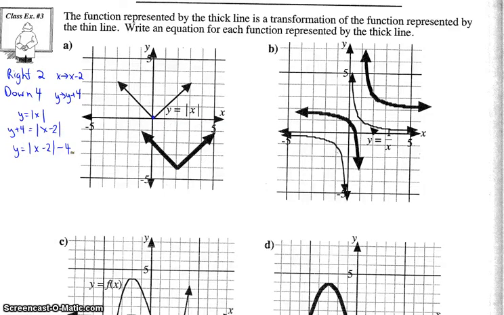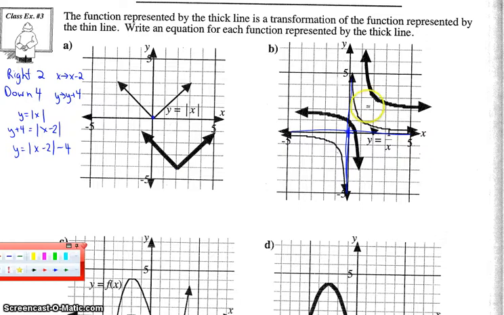Figuring out the translations here is the hard part. So, because we don't have a nice vertex point like we had before, sometimes it's easier to do with the asymptotes when you have a rational function like this. So let's look at what our original asymptotes were for the thin line. Okay, so it looks like our graph is not crossing the x-axis, and it's also not crossing the y-axis, which means our asymptotes are the x and y-axes. So we could use this origin point and then figure out where that moved to.